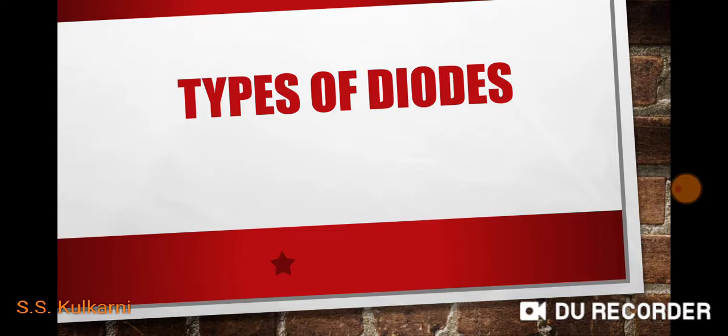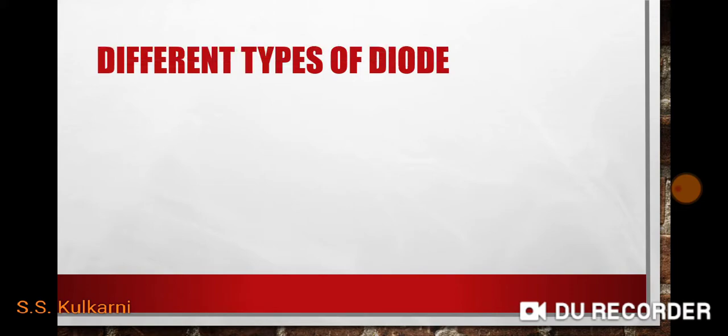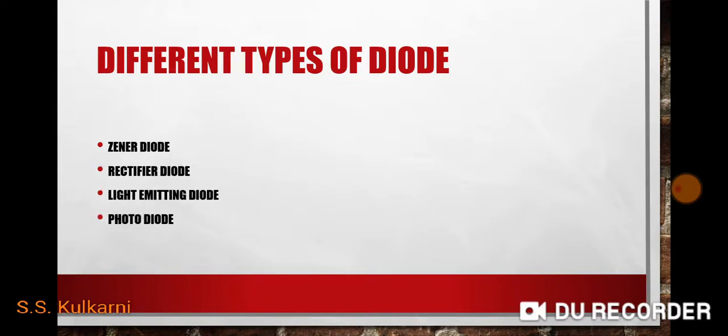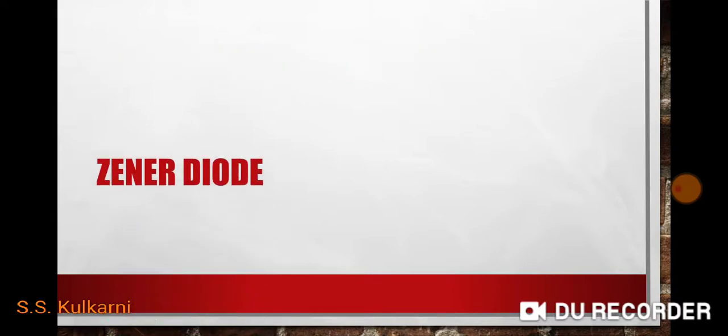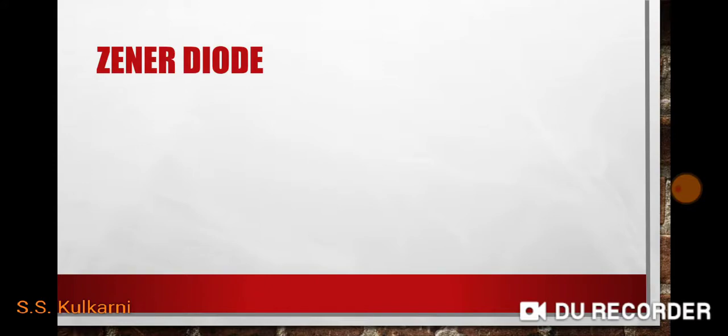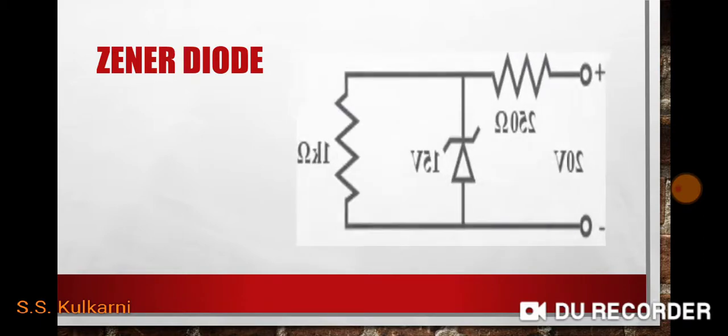Today I am going to talk about types of diodes. As shown in this slide, there are different types of diode listed here: Zener diode, rectifier diode, light emitting diode and photodiode. So let us start the types of diode one by one. The first one is Zener diode.